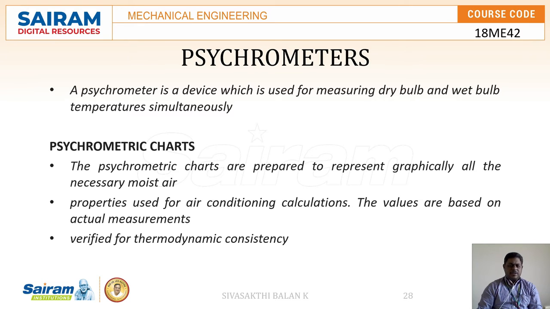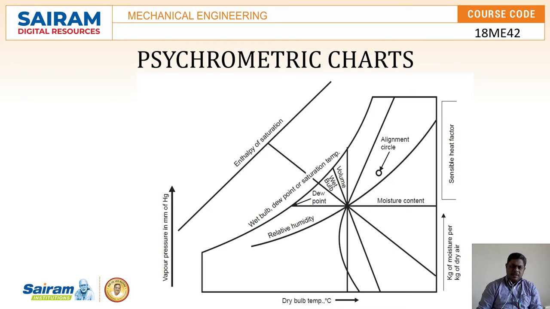And psychrometric charts are formulated to represent graphically all the necessary moisture properties used for air conditioning calculation. These values are based on actual measurement and are verified for thermodynamic consistency. And this is how the psychrometric chart looks.